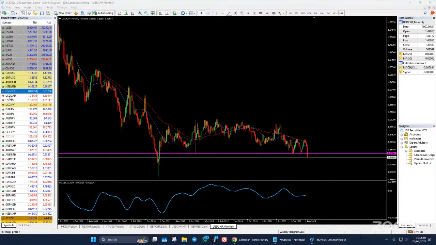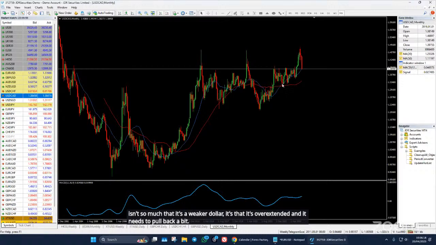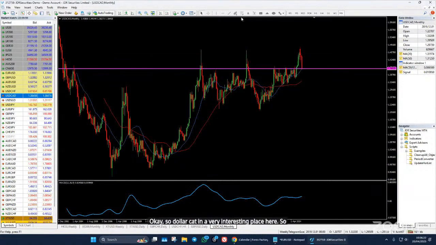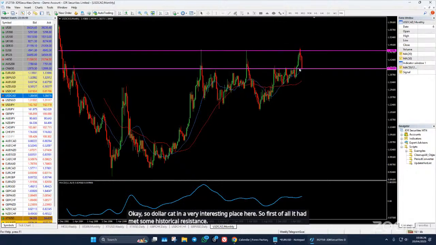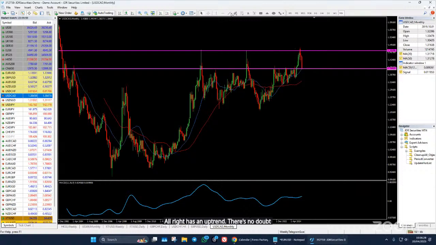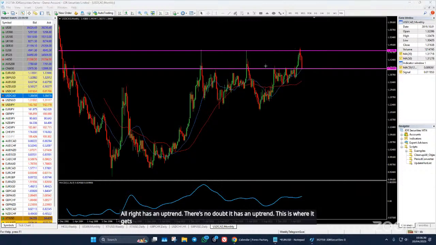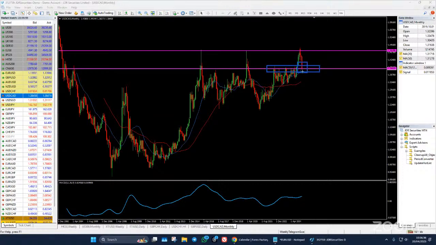Okay, so we're seeing weaker dollar there. The only concern I really have isn't so much that it's a weaker dollar, it's that it's overextended and it needs to pull back a bit. Dollar CAD. Okay, so dollar CAD in a very interesting place here. First of all, it had met some historical resistance. All right, it has an uptrend. There's no doubt it has an uptrend. This is where it gets interesting. It's pulled back into a level of resistance and a possible area of support. So it's possible we could see it recover here this week and start to push higher.